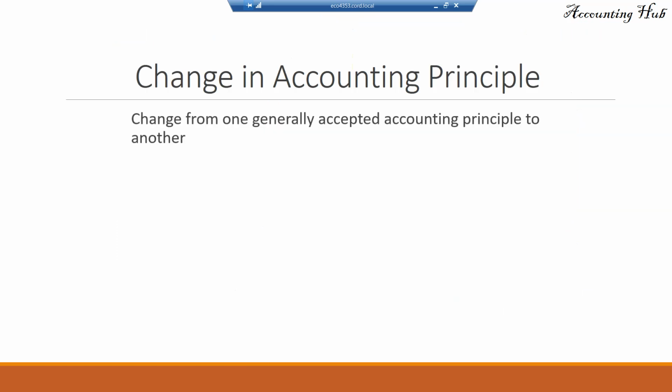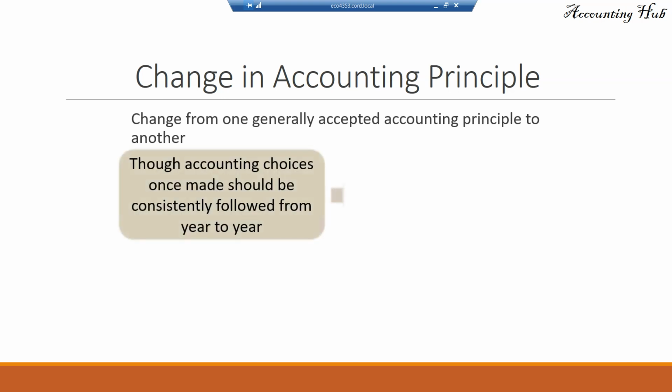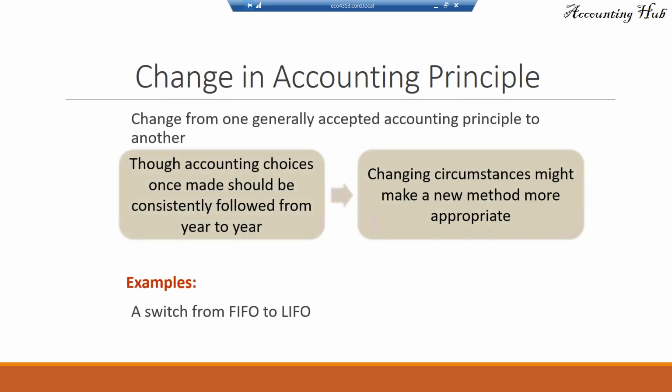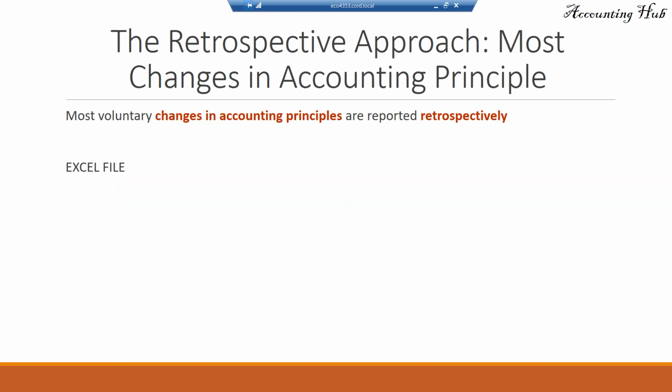So, changing accounting principle, change from one generally accepted accounting principle to another. Though accounting choices once made should be consistently followed from year to year, changing circumstances might make a new method more appropriate. Examples are switch from FIFO to LIFO or vice versa. Most voluntary changes in accounting principles are reported retrospectively because they are voluntary. So we need to report it when we have it and also in the past.